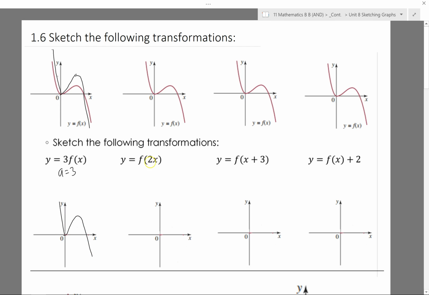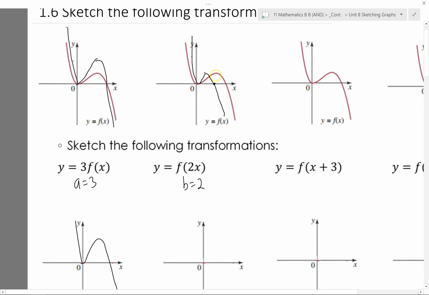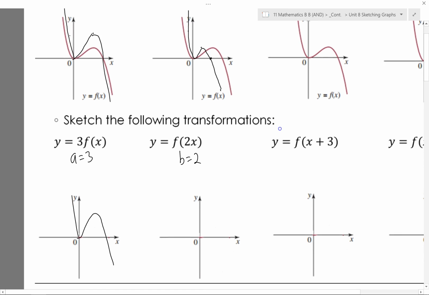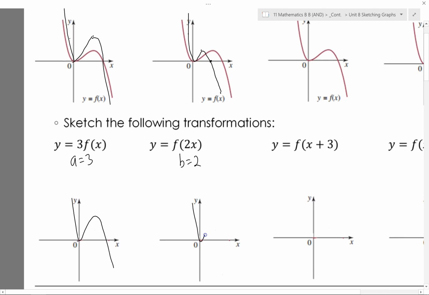What about if the 2 is inside? That looks like a b value to me. It looks like it's a positive b value, which means I'm going to compress it horizontally, so make it get closer to the y-axis. So all these points need to get closer to the y-axis. On the left of the y-axis they look the same, but these other ones are going to all halve in distance. So it looks something like this, in that the vertical distances haven't changed, we've just shifted it in horizontally. So it should look something like that on my graph.